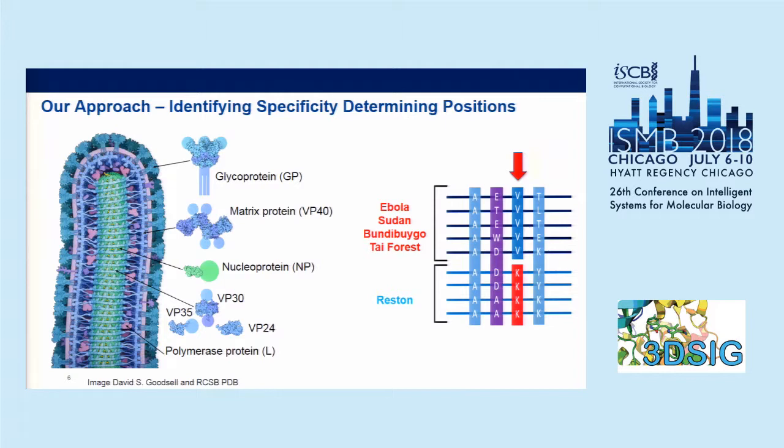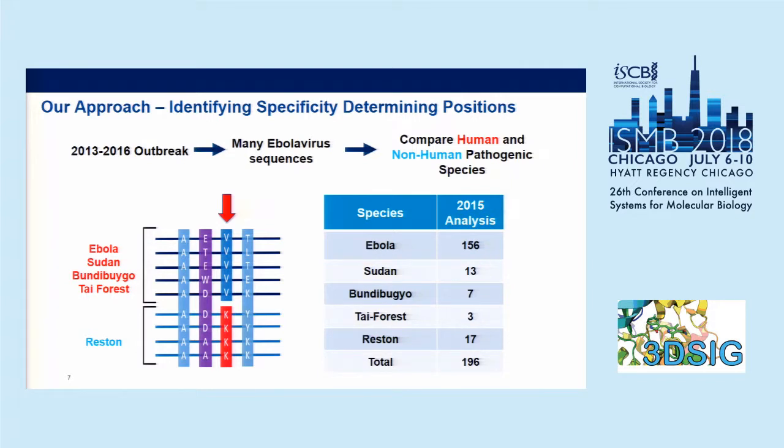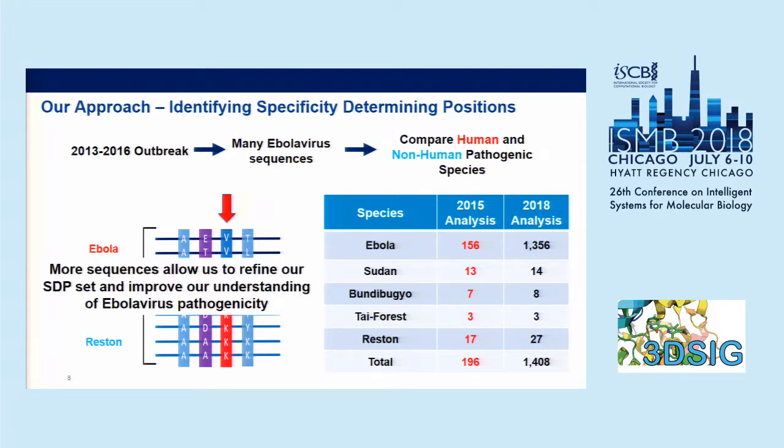So we used this approach, and we applied it to all 7 of these proteins. Originally, we did this in 2015, during the outbreak when it was still going on, and we had 200 genome sequences spread across the different species. Since then, there have been many more sequences released, and we wanted to update this analysis. We now did this with more than 1,400 genomes, where we've had increases in the number of samples for most of the species. So can more sequences allow us to refine the SDP set and also improve our understanding of Ebola virus pathogenicity?